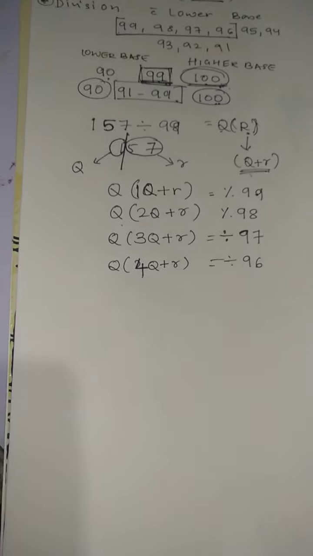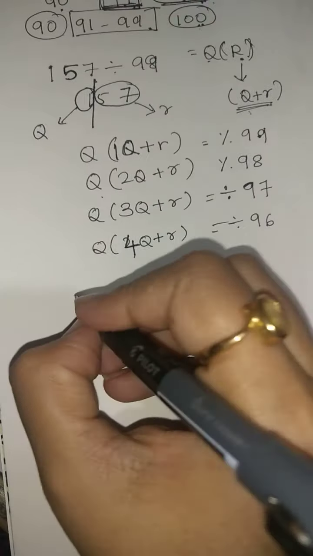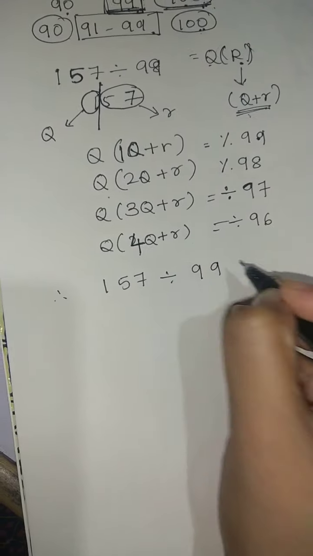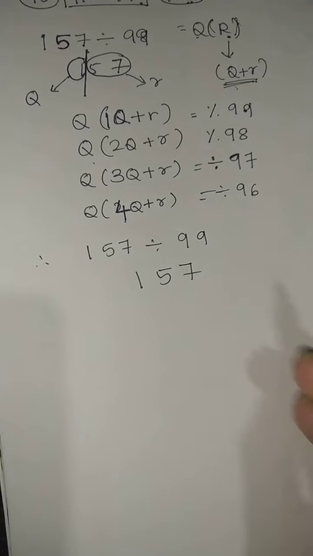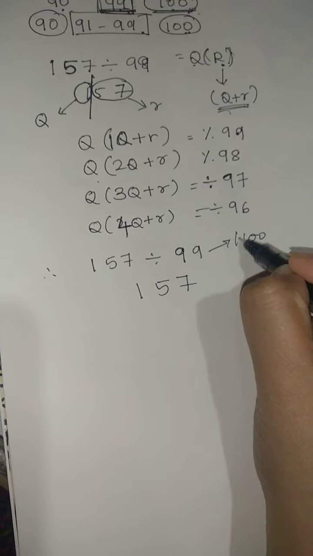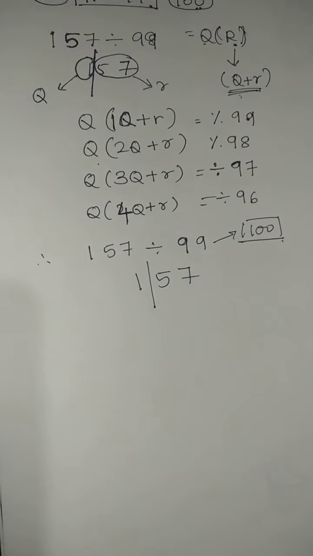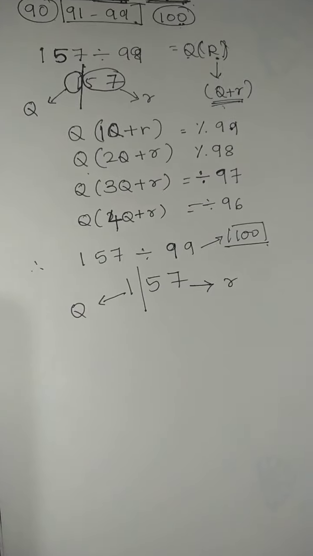Okay, so as I told you all, if we have to take 157 divided by 99, our first step is to put a crack between the numbers. You all know the higher base is 100, so between the tens and 100 we put a crack, where 1 is your Q and 57 is your r.